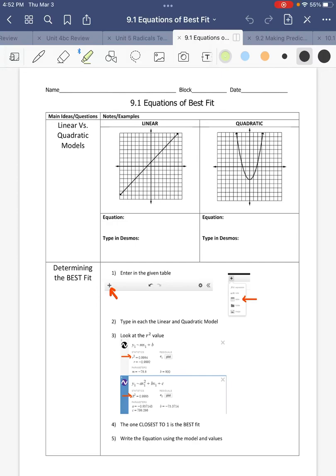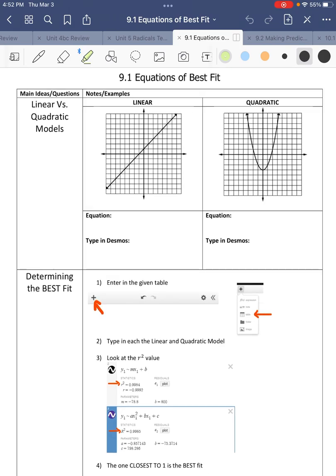Welcome to Equations of Best Fit. So for this, we are going to be doing linear versus quadratic models. A linear equation, we did these earlier this year, you have y equals mx plus b. That's a straight line. That's the general equation for a straight line.